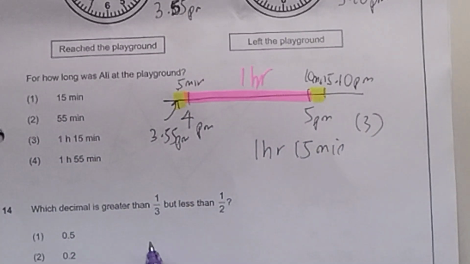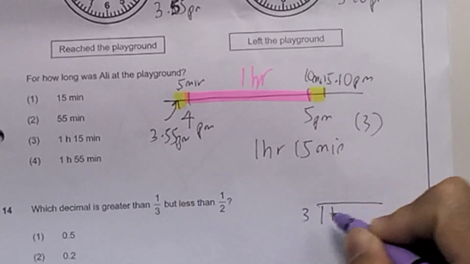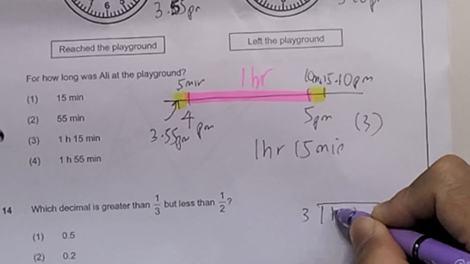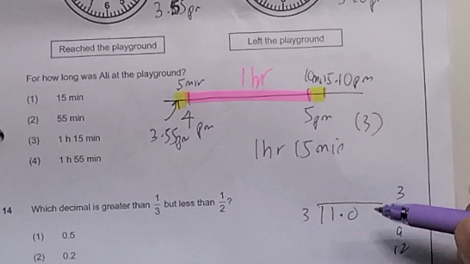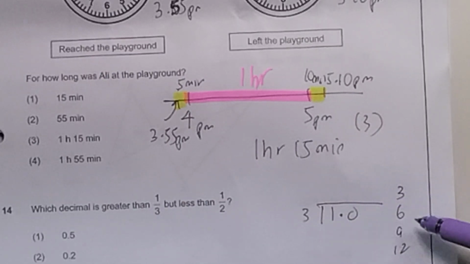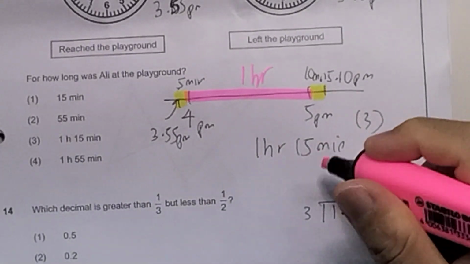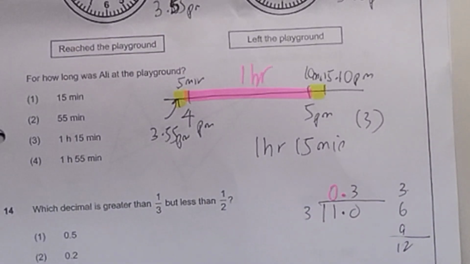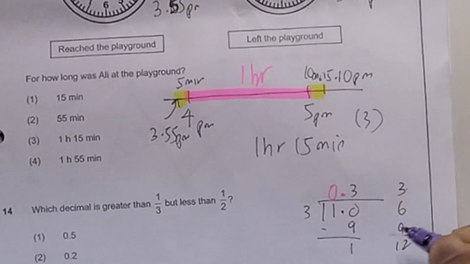Now, which decimal is greater than 1/3 but less than half? Alright, so what I can do here is, this means 1 divided by 3. Okay, in my 3 times table, right? So I don't see 1 inside, I go to 10. So 10 is here, so I times 3. Oh, here there's nothing in front, so I make sure I put my 0 and my decimal. So 3 times 3 is 9. 10 minus 9 is 1.